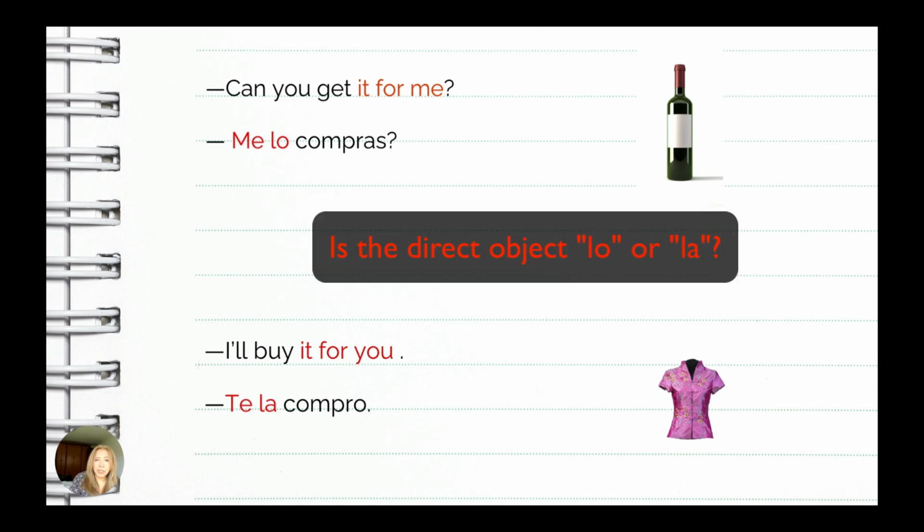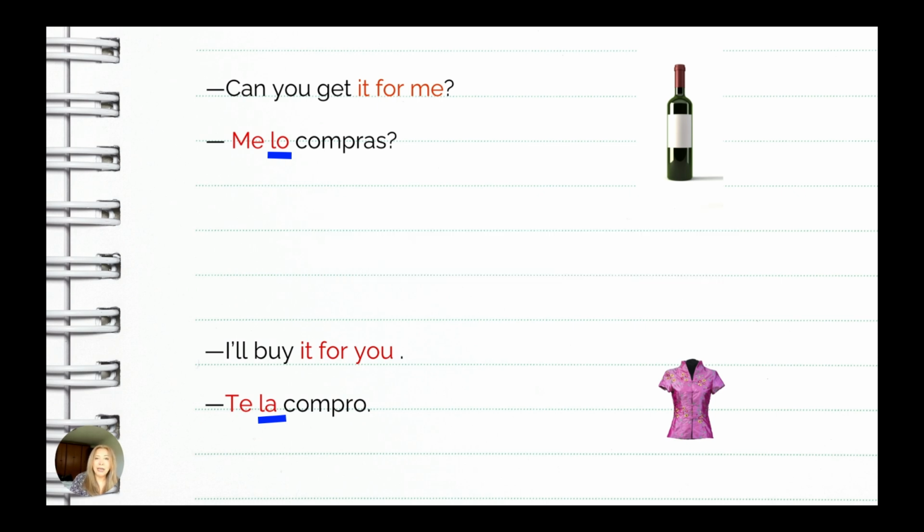Third thing to notice is you have here me lo. This lo refers to the wine. And here this la refers to the blouse. Why? Because wine, el vino is masculine. So therefore our it is lo. Second example, la blusa, feminine. So therefore our it is la.